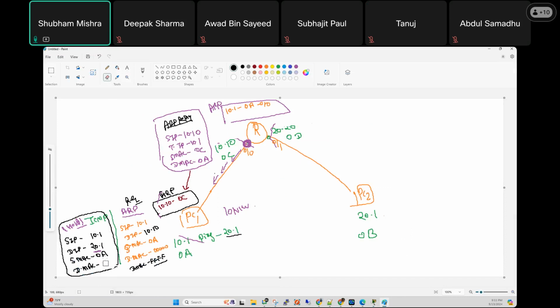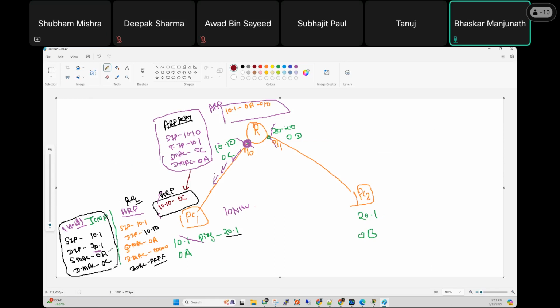In the ICMP packet, PC number 1 writes the destination MAC address of what? Which MAC address? 0C. It means the default gateway MAC address. Which MAC address, guys? The default gateway MAC address. Are you getting my point? Everyone, tell me yes or no. Does anyone not understand? It's clear to all of you?